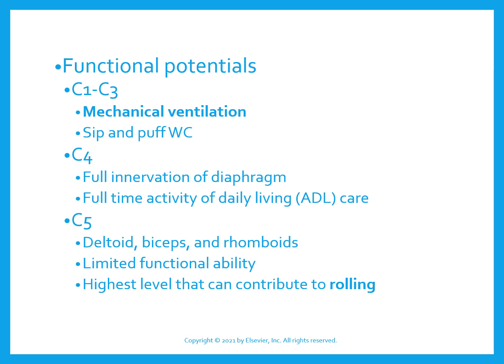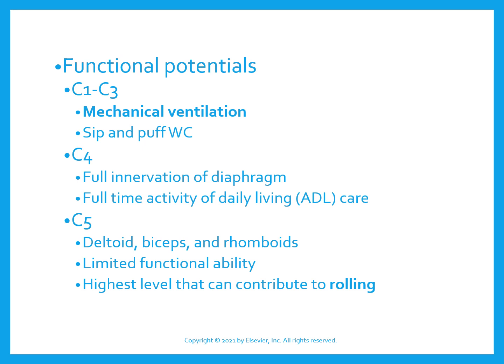So patients with a spinal cord injury from C1 to C3 are definitely going to be on mechanical ventilation to stay alive. Remember that C3, C4, C5 are the levels that go to the phrenic nerve to innervate the diaphragm. And so when we have injury to C1 through C3, these patients typically don't survive, but if they do, they will require mechanical ventilation and a sip and puff wheelchair for mobility.